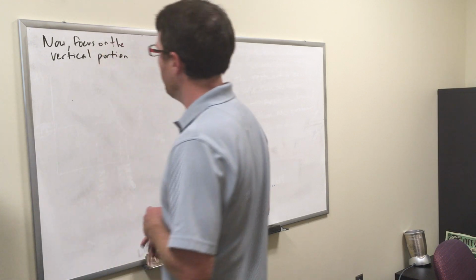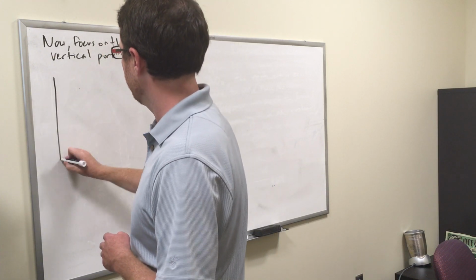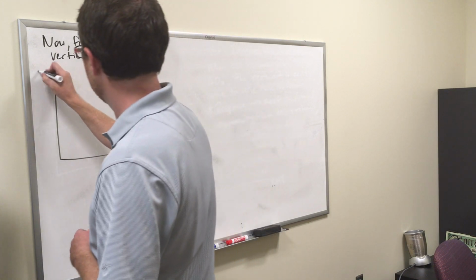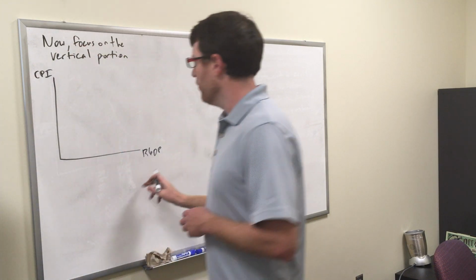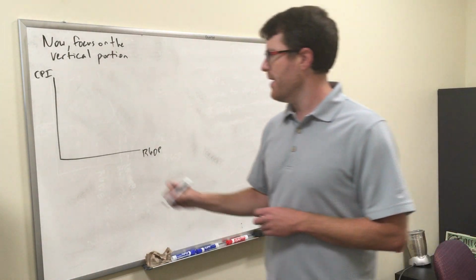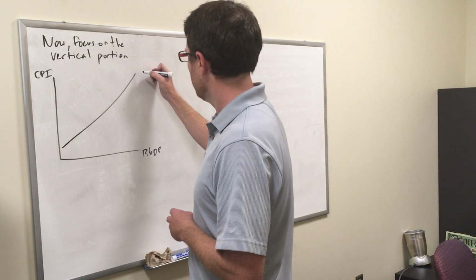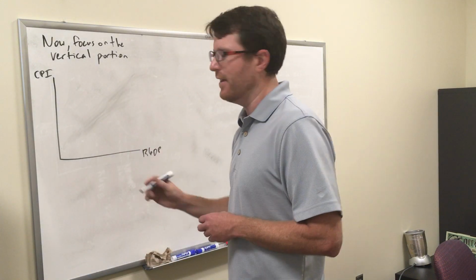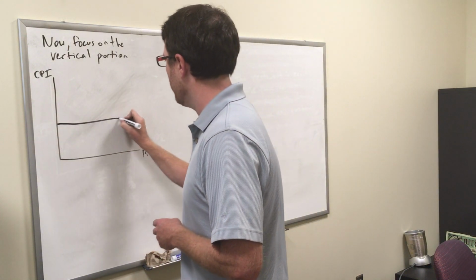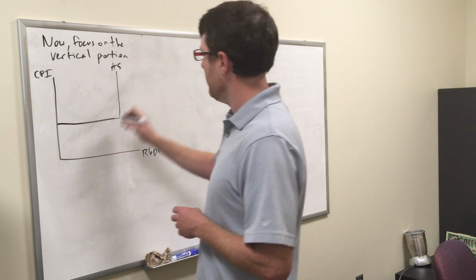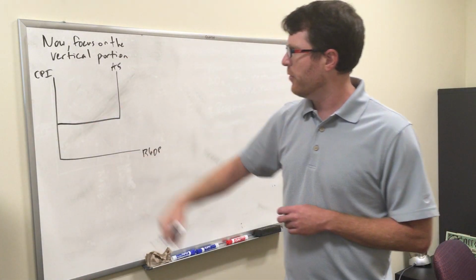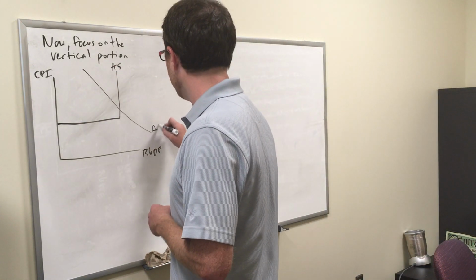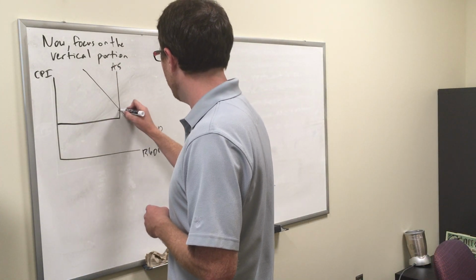So now let's focus on the vertical portion. Here's our real GDP. Here's our CPI. Well, I'm drawing the wrong graph here. I've got to make sure I'm doing this in the Keynesian sense. The Keynesian aggregate supply curve looks like this: flat and then vertical. We explained that flat portion already, so now let's focus on the vertical. Let's imagine our aggregate demand is here at AD1.